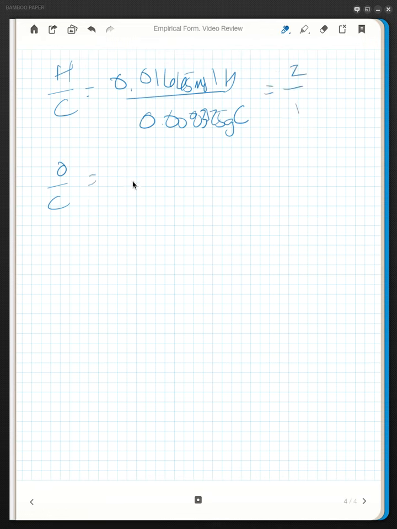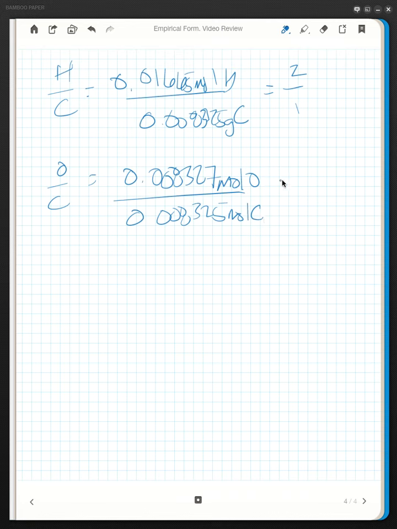And the oxygen is 0.008327 moles of oxygen over 0.008325 moles of carbon, which is basically a 1-to-1 situation. So you have carbon H2O, CH2O, which is the basic structure of carbohydrates.